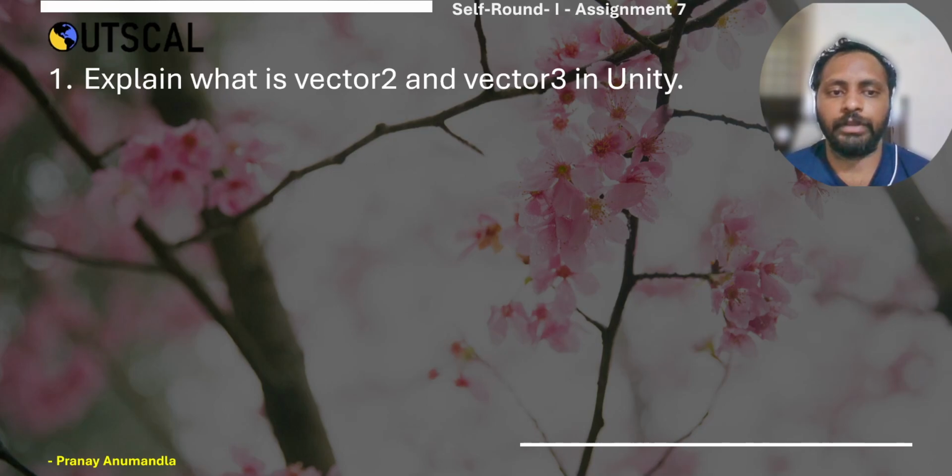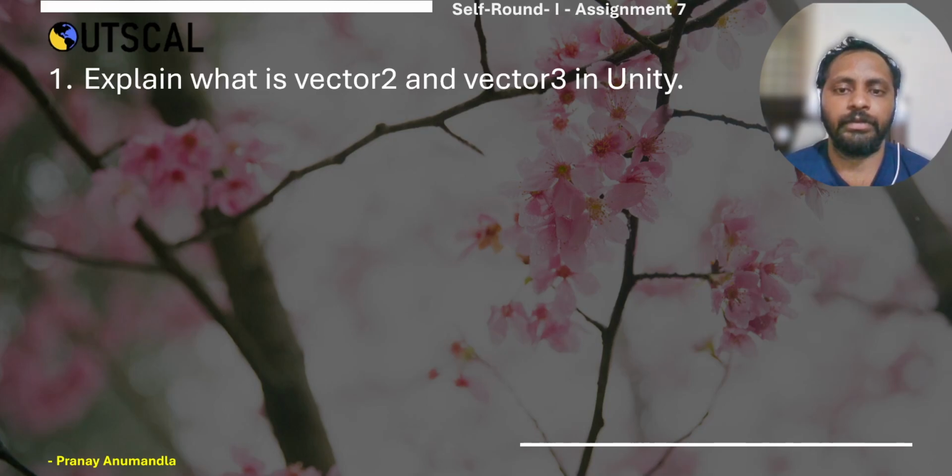For example, if there is a player character in 2D space, we can represent the player position using x and y values. Like that, we can represent rotation as well as the scale size of the game object.